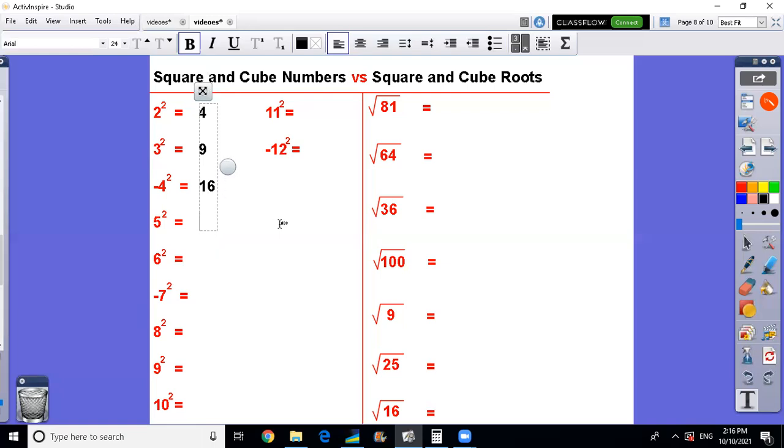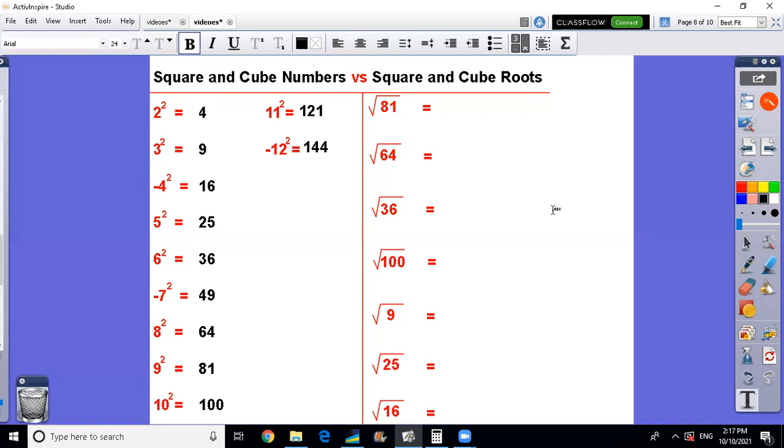5 squared is 25. Now 6 squared, 6 times 6 is 36. Negative 7 squared, negative 7 times negative 7, positive 49 as well. Remember, any negative number squared is going to give you a positive number. 8 squared is 64. 9 squared is 81. 10 squared is 100, and so on. 11 squared, if you multiply 11 by itself, is going to give you exactly 121. And negative 12 squared is going to be 144.